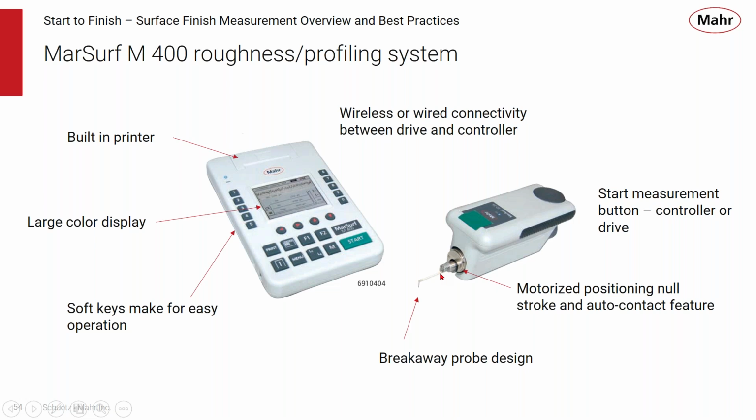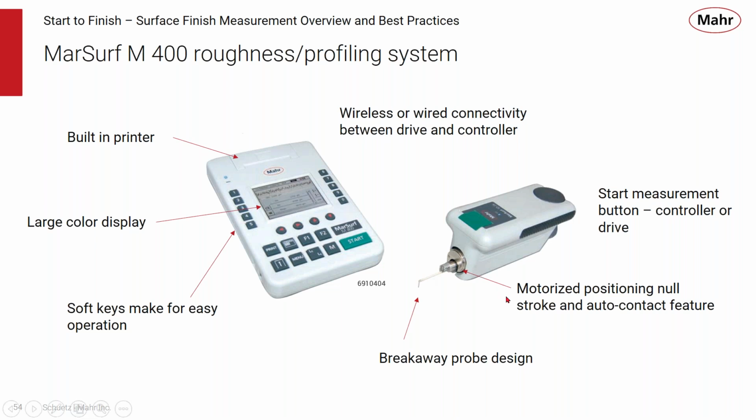Now you can imagine with a profiling system that the stylus has to be a pretty fine and delicate piece of equipment. But rather than having a stylus that is fixed to the probe, we use magnets to hold the stylus in place. So if it's subjected to a quick hit or something like that, the probe will just break away based on the magnets, and then you can put it back into place.